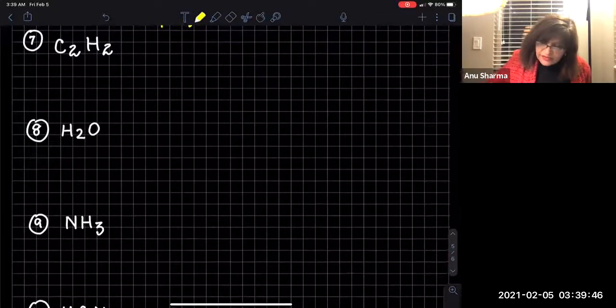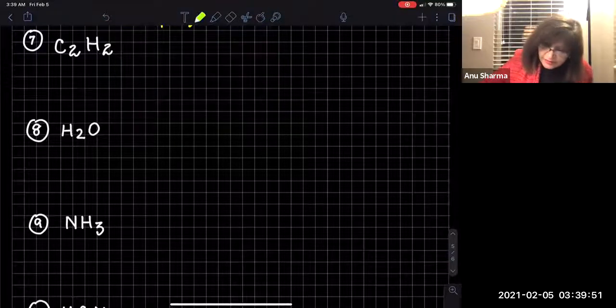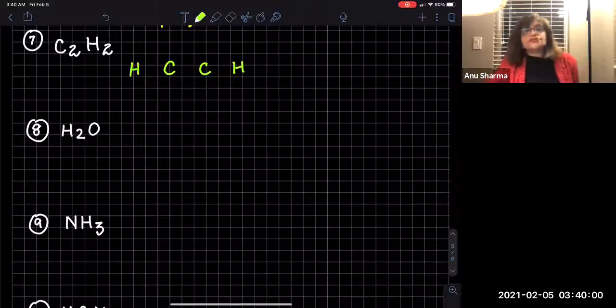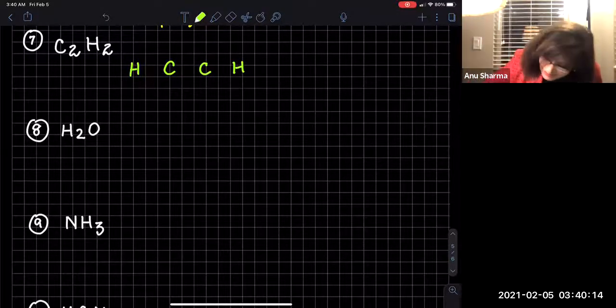Now let's look at C2H2. Carbon and hydrogen, and this is another hydrogen, C2H2. Hydrogen cannot be in the middle, because hydrogen only makes 1 bond. We want the atom that makes the maximum number of bonds to be in the middle. So here we have this, connect them with the single bond. Oh, first let's get the total electrons.